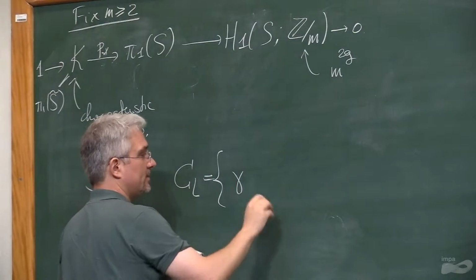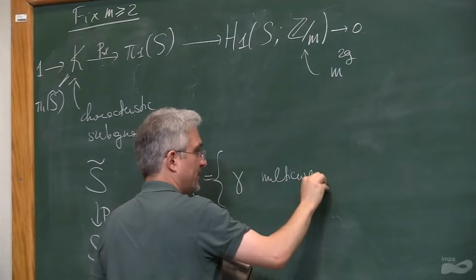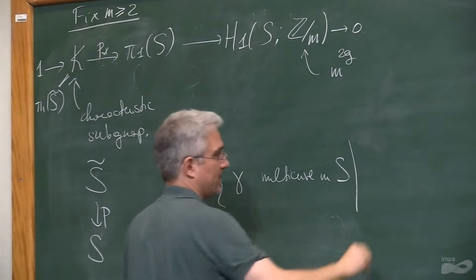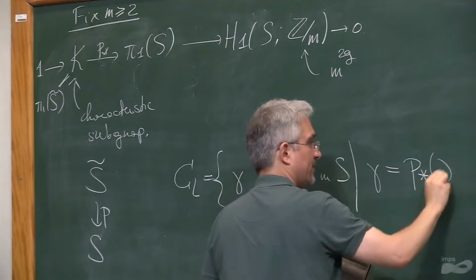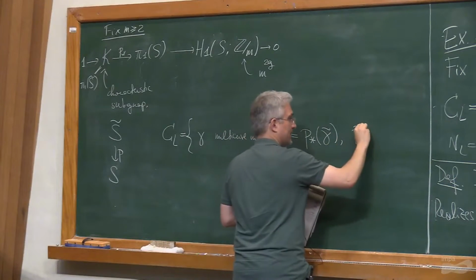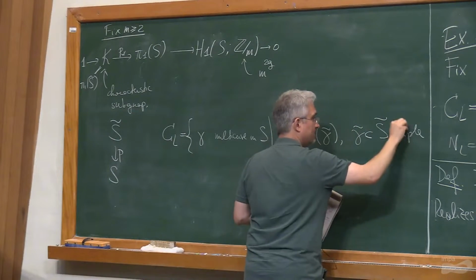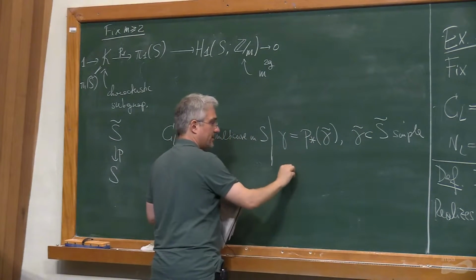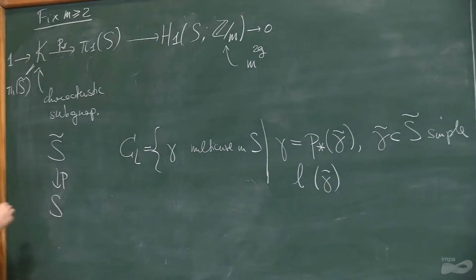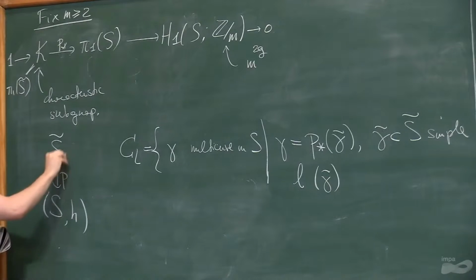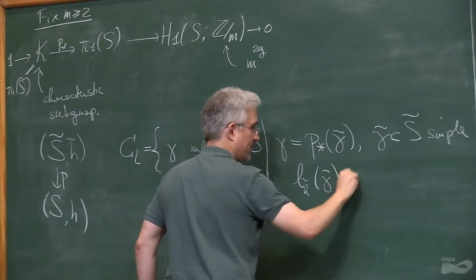So gamma, let's call it a multicurve in S, such that gamma is of type p star of gamma tilde, where gamma tilde is simple upstairs, and the length of gamma tilde with the pullback metric is less than L. So here we have a metric, and here we have its pullback.